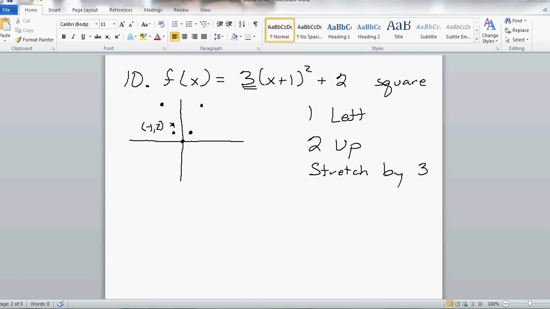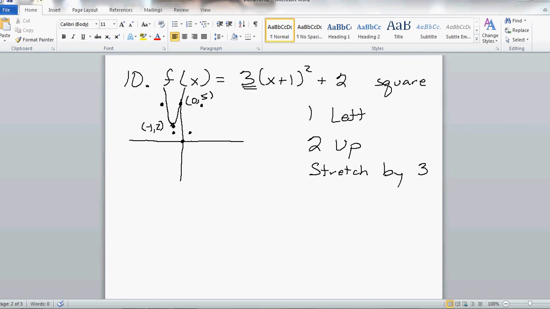Okay, now this one. If we stretch by 3, we go up to 3. Then we go 1 left and up 2. So this would become the value 0, 5. And then we would get a very skinny parabola, when we did all the transformations, when we did all the 1 lefts and 2 ups and the stretching by 3, based right here.